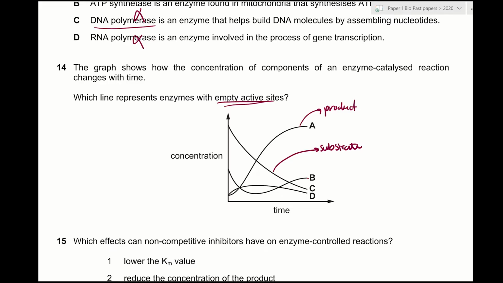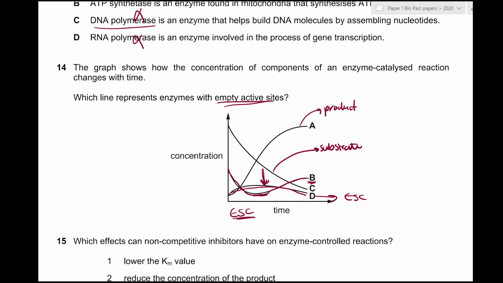And for D, as we all know, as the reaction proceeds, there are more enzyme substrate complexes in the middle. More enzyme substrate complexes taking place. Therefore, D is going to be enzyme substrate complex. And for B, we could see something here decreasing, then going back to normal again. As we all know, when the number of enzyme substrate complexes is the most, the number of enzymes with empty active sites is the least.